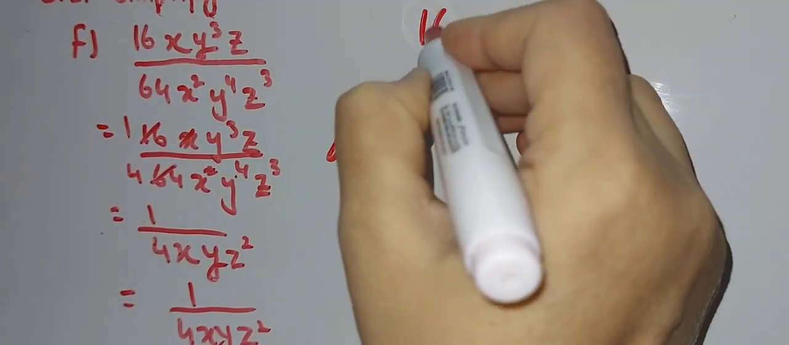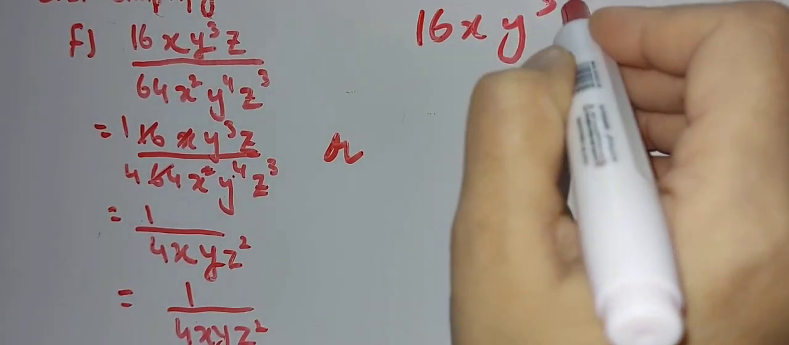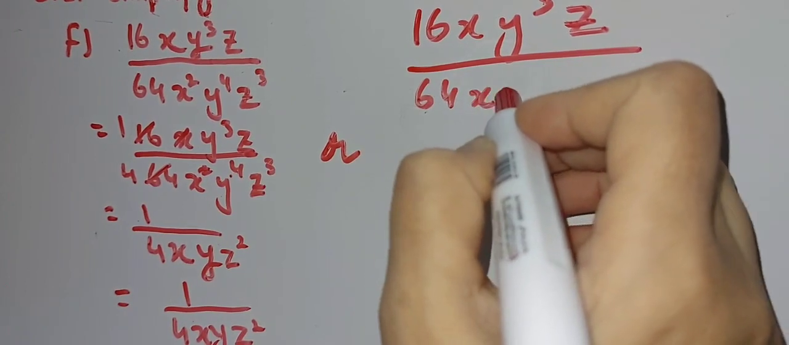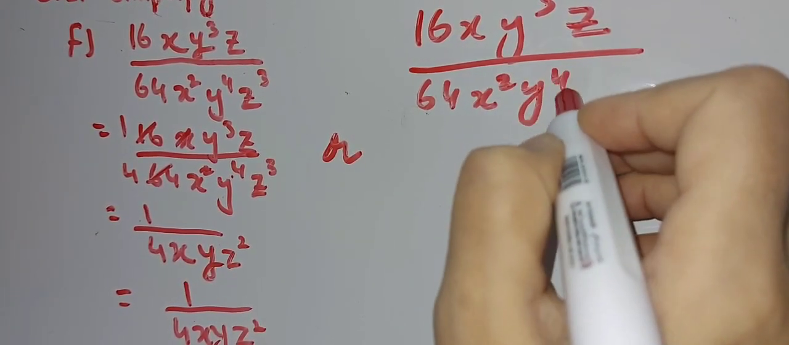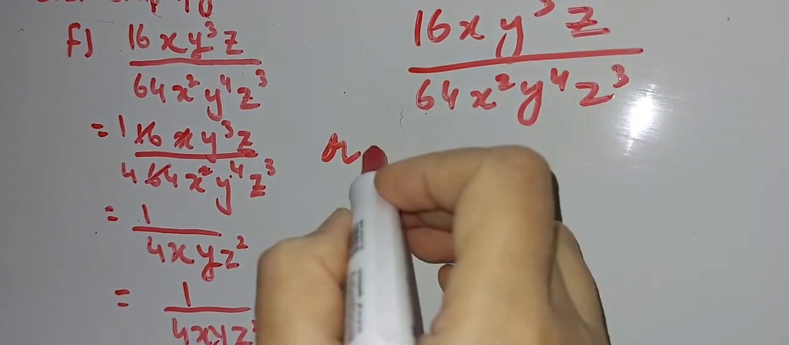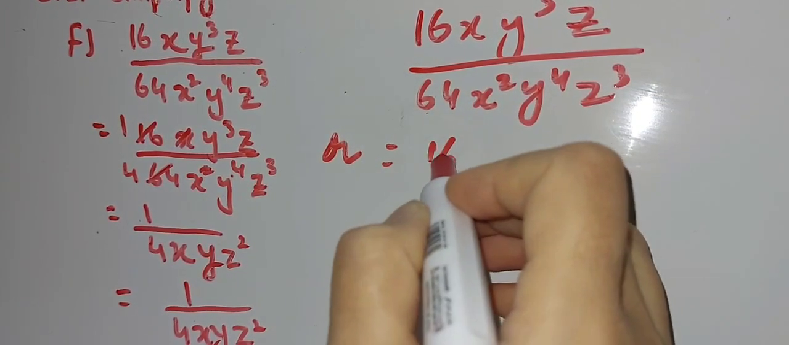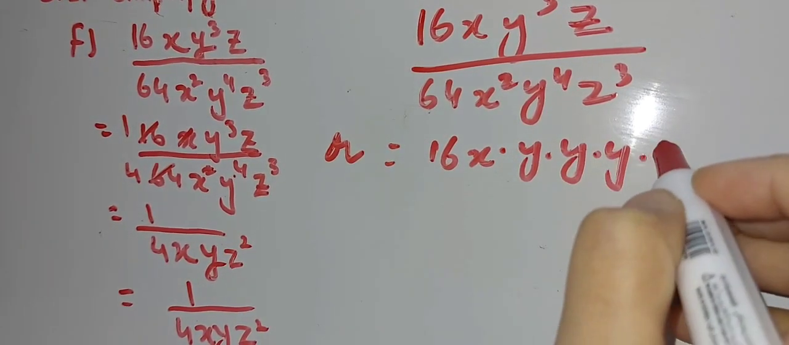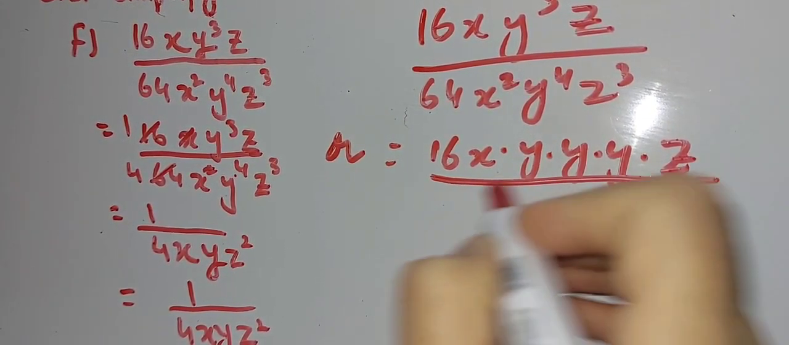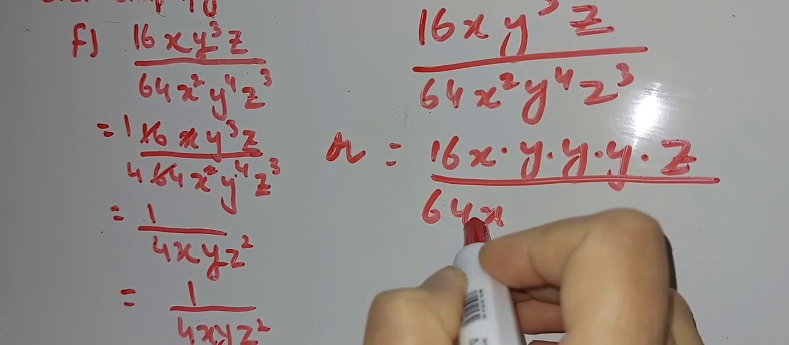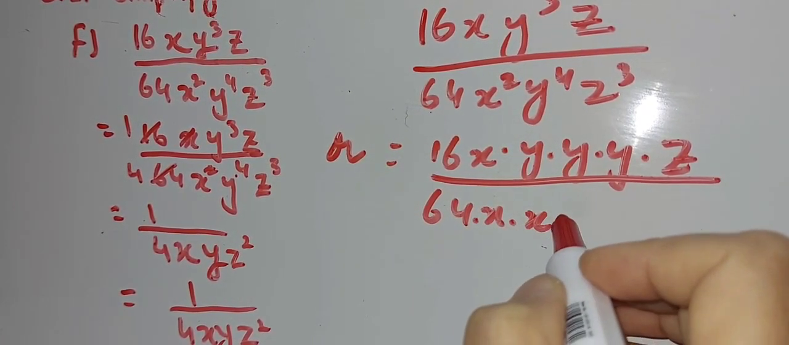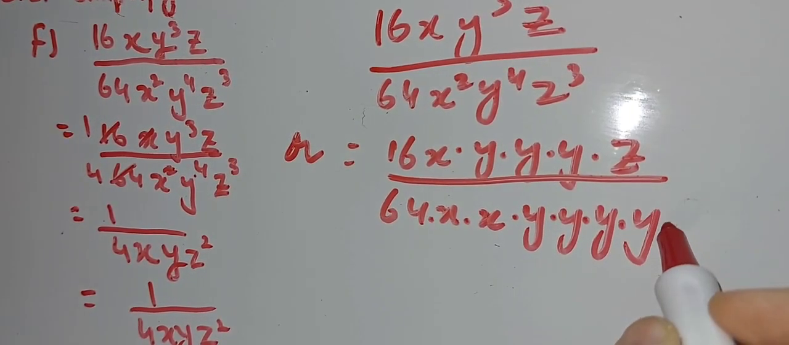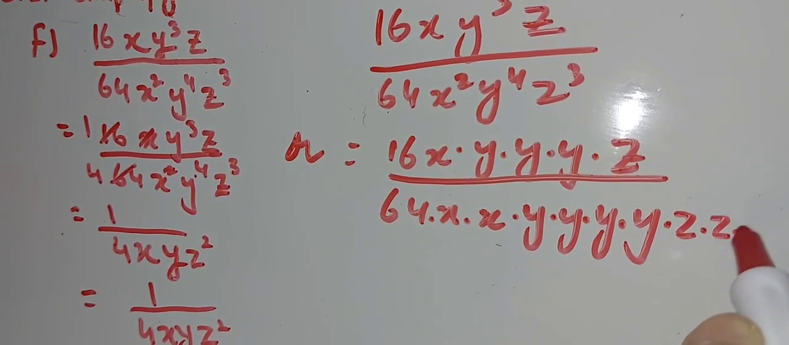Like 16xy cube and z upon 64x square y4 and z cube. So what will we do? We will write 16, x, y, y, y and z. Now 64, x, x, then y four times, and then z 3 times.